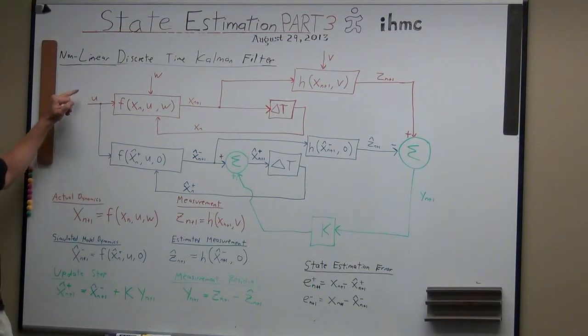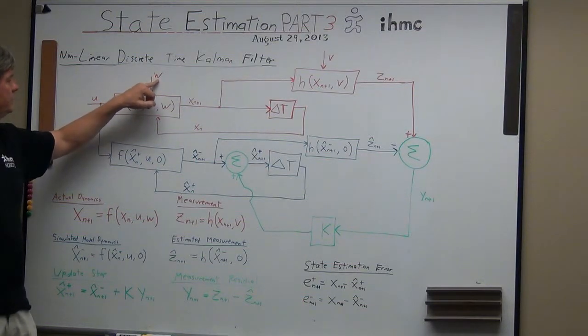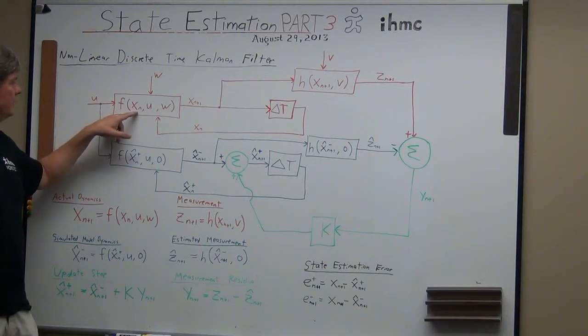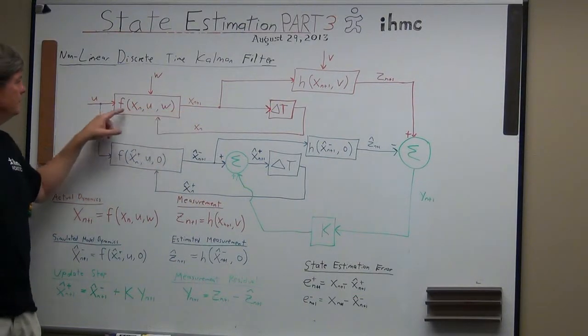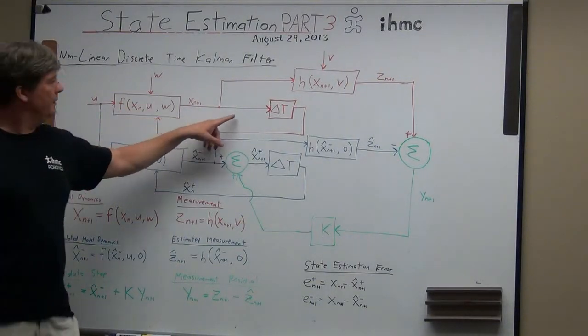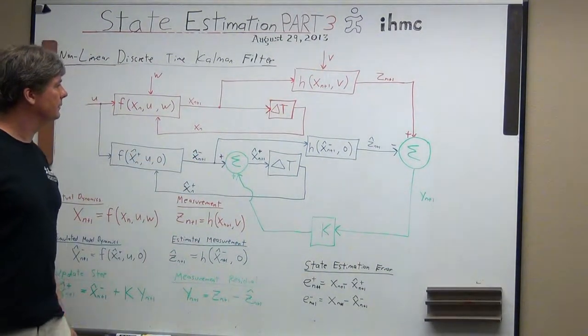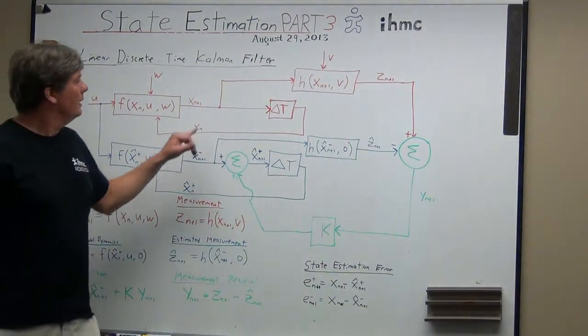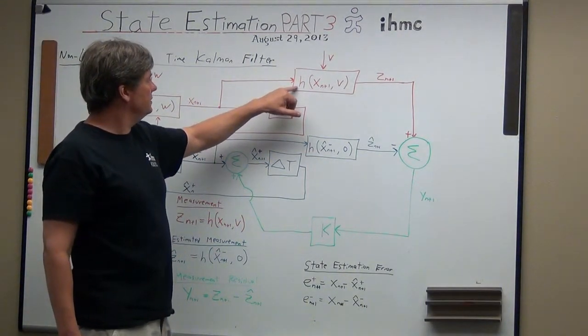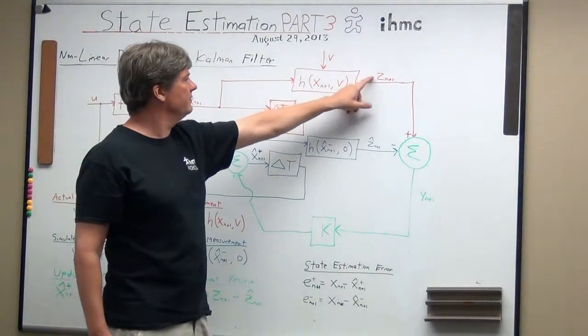Okay, so the way this goes is you have your input u. The red part here is the true dynamics of the system. So you have your input u and some noise w and your state vector x. Your next state is going to be a function of your current state, your input, and your process noise. Then it goes through a delay to get your previous state. Then your measurements, your sensors, will be some function of your current state and some measurement noise v, and that will give you your measurement vector.